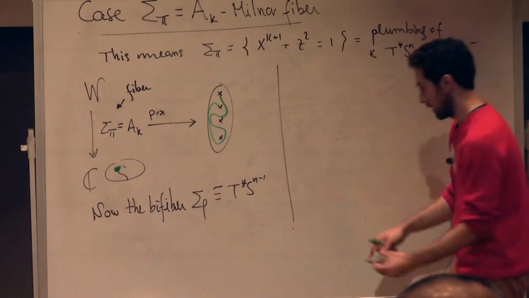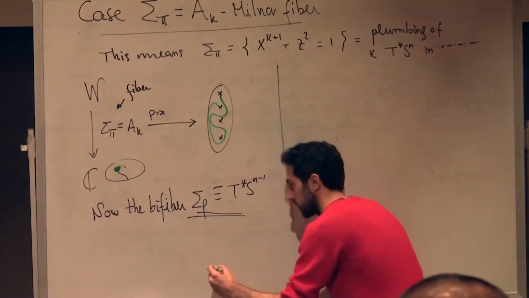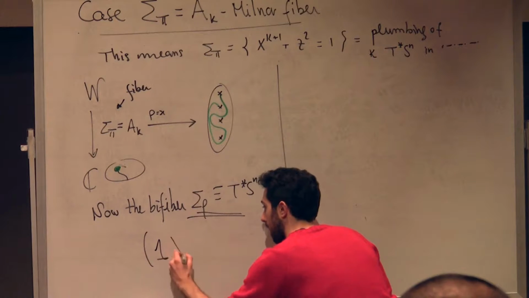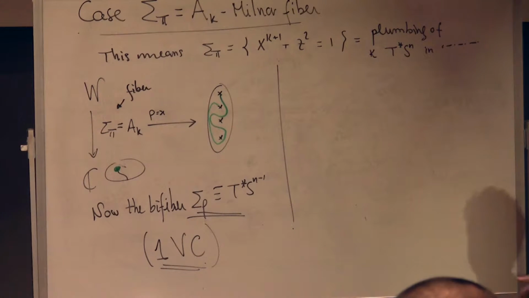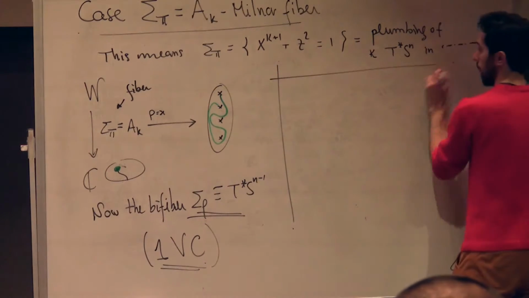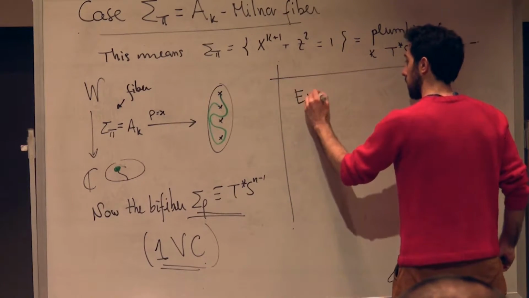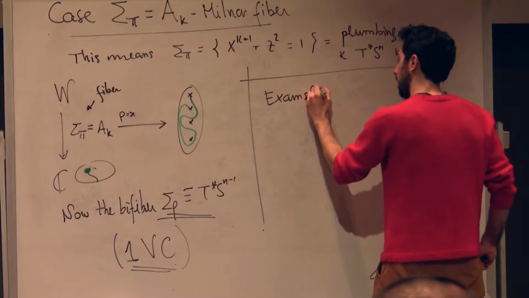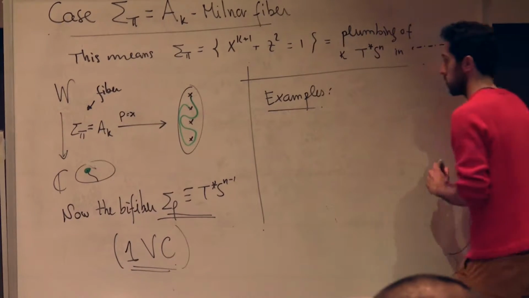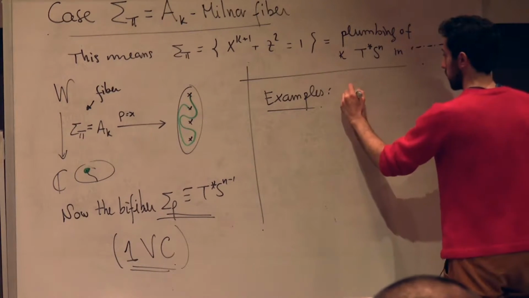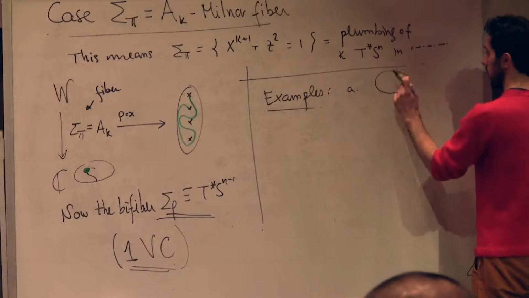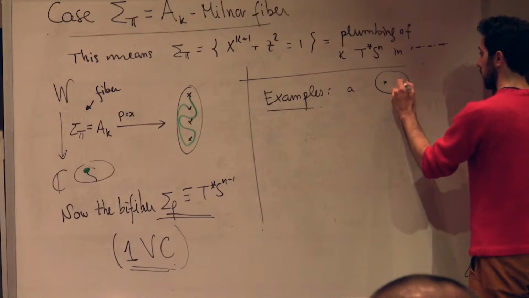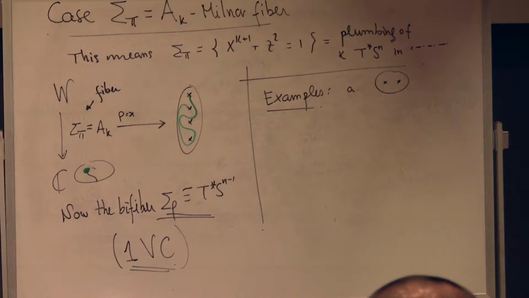So that's the upshot. Hence, one vanishing cycle for rho. Great. Some examples. Well, suppose that I draw the following thing. So the first example, A, is the following. I just pick this guy, and I pick this. So what's this manifold?